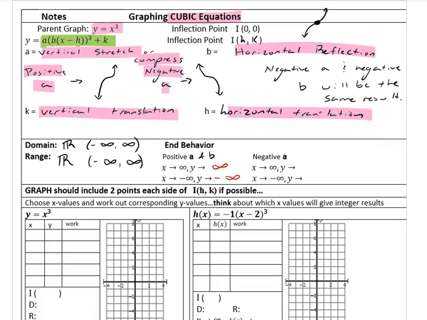Now, if you have a negative a or a negative b, then it's going to be slightly different. It's going to look like this. So as x is going this way, my y is going down to negative infinity. And as my x is going to negative infinity, my y is going up to positive infinity. So that's end behavior, just talking about where the ends are going to end up.